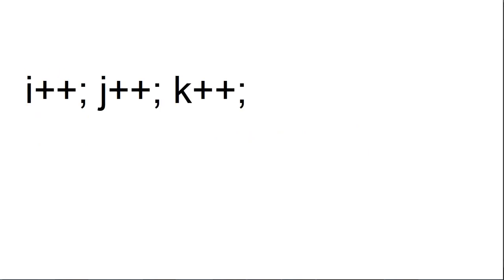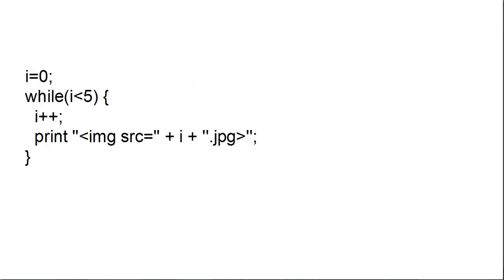Let's write the same program with a little modification. y equals 0, while y is less than 5, y++. Print img_src plus y plus .jpeg. Variable y has the same initial value and the while condition is the same. While is followed by 2 more lines, not one like before.